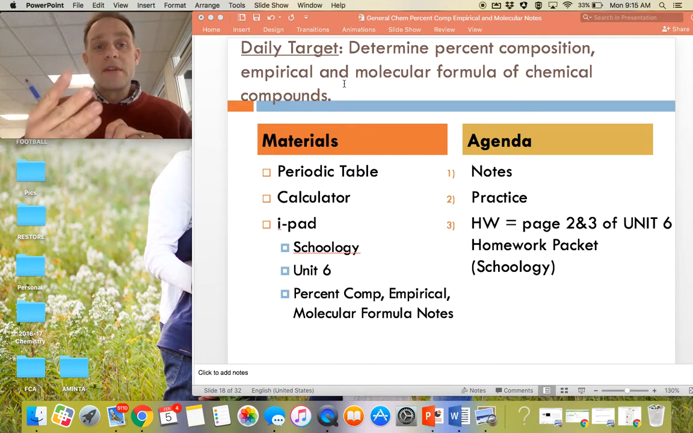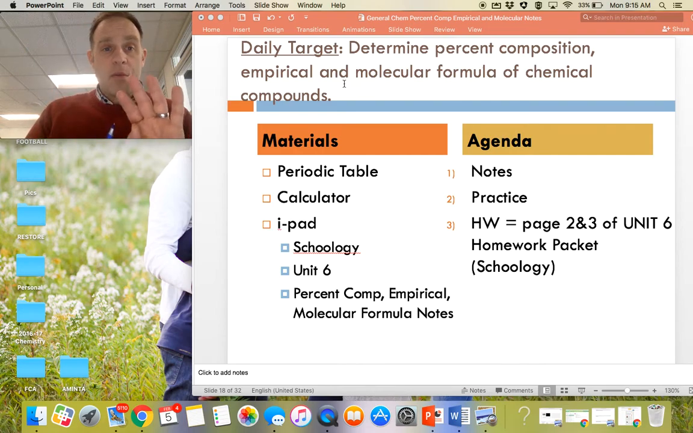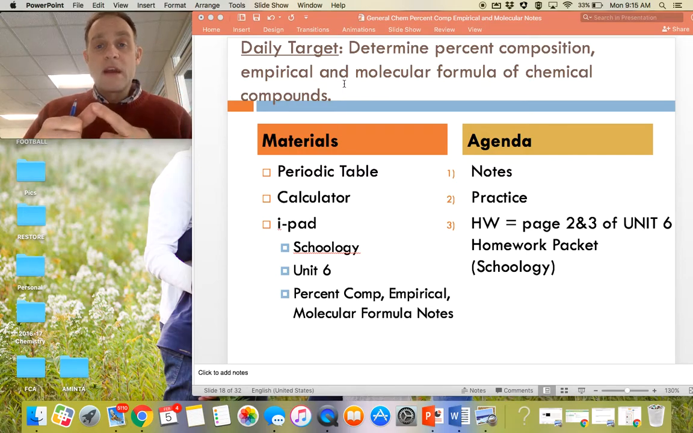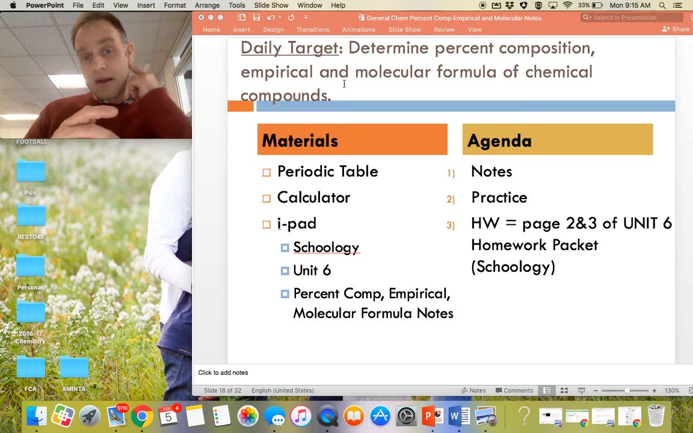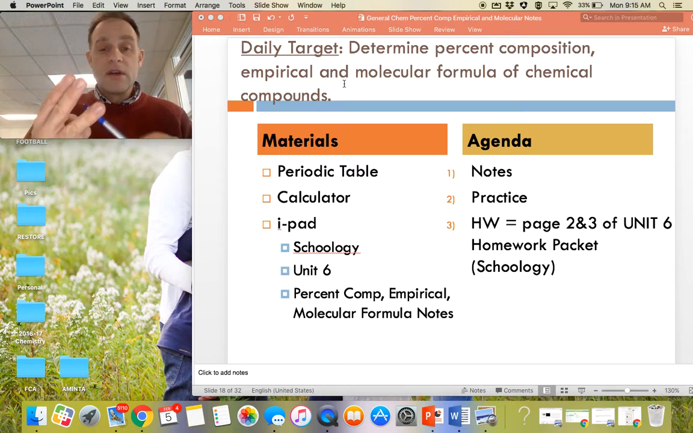The other thing Friday we talked about was the empirical formula, and the four-part rhyme that goes with it. I'll review that quickly today. Then today we're going to talk about molecular formula, which I think is the easiest of the three. To do that, you're going to want your periodic table and a calculator. You can use your iPad or your cell phone today. Then on Schoology, open up those same notes we did on Friday. They're in Unit 6 under the Notes folder.